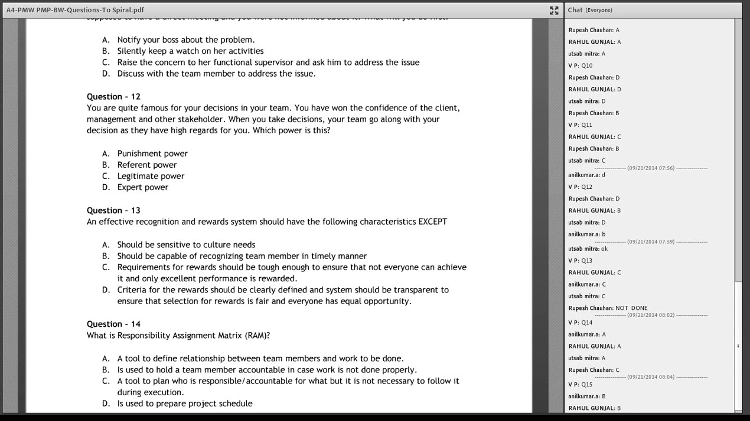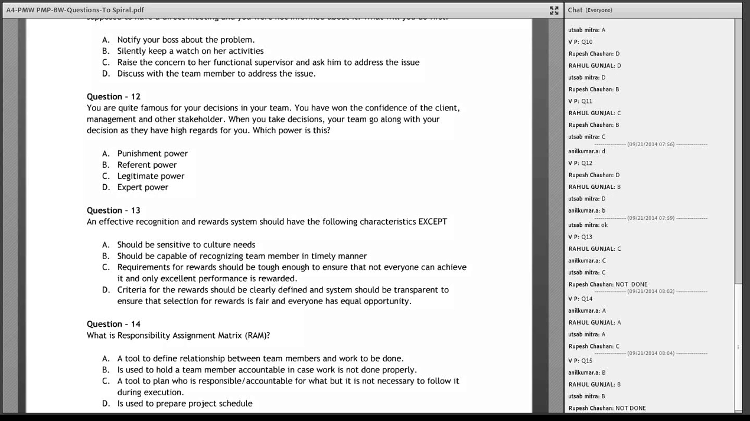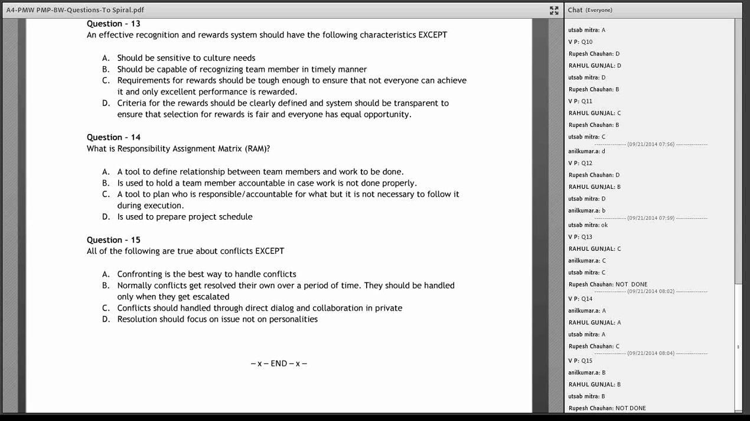What about 15? Not done. Okay, all the following are true about conflict except. Confronting is the best way to handle conflict. Right. Confronting means talking directly to the person and speaking upfront. Normally conflicts get resolved on their own. Will they? I don't think so. Will they ever get resolved on their own? They will get worse on their own if they are left unattended.